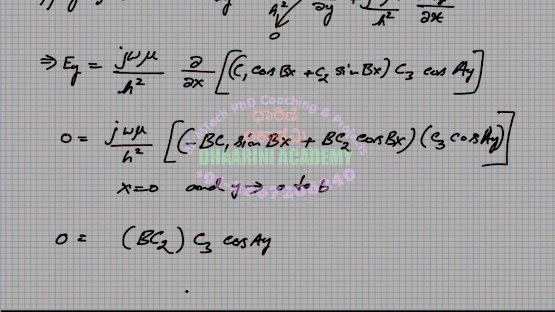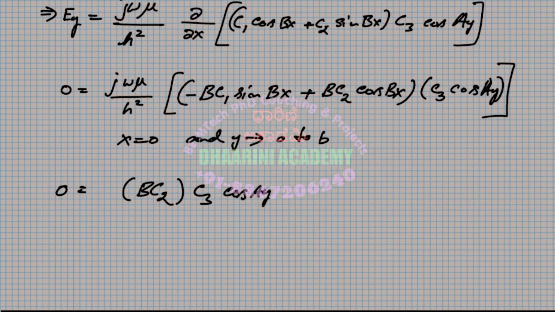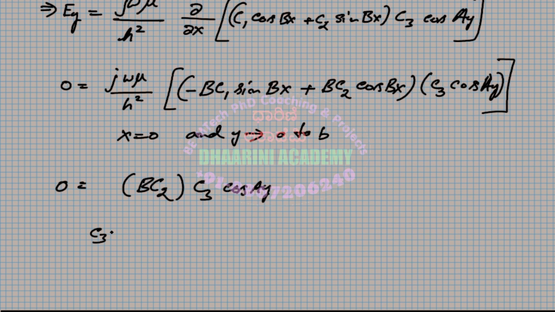So again, I'll write the condition. Because of this, I can say that C3 is not equal to 0. When C3 is not equal to 0, this implies the only term which you can say is equal to 0 is C2. C2 equal to 0. So just remember why we are saying that C3 is not equal to 0. That's the important thing. Other than that, everything is straightforward.